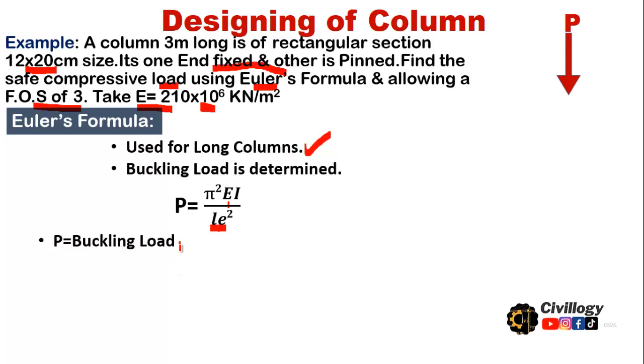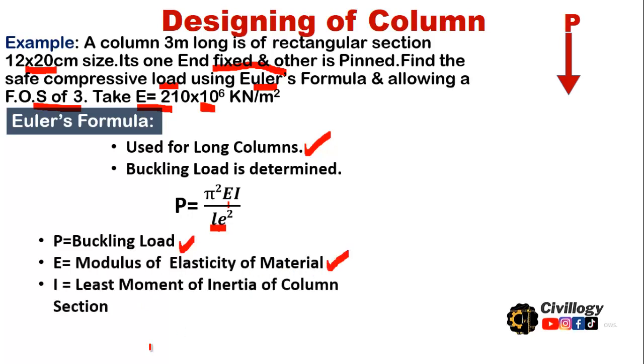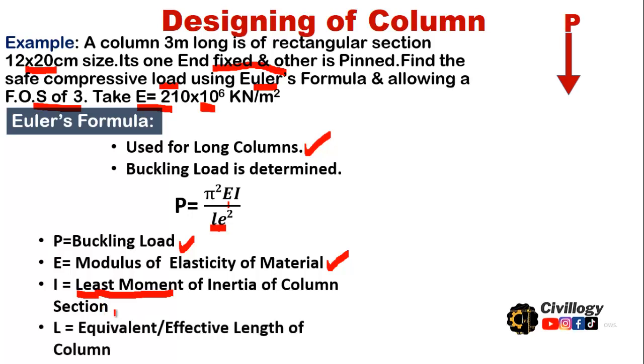P is the buckling load, and E is the modulus of elasticity of the material. I is the least moment of inertia. This factor is very important. In my previous video we used only one value because it was a circle, and the moment of inertia is equal on all sides of the circle. Here it is very important to note that it is the least moment of inertia. I will explain it on my next slides. I is the least moment of inertia of the column section, and LE is the equivalent length or effective length of the column.